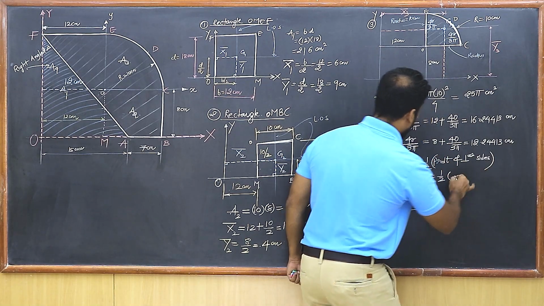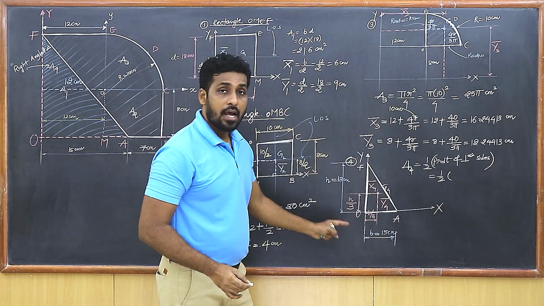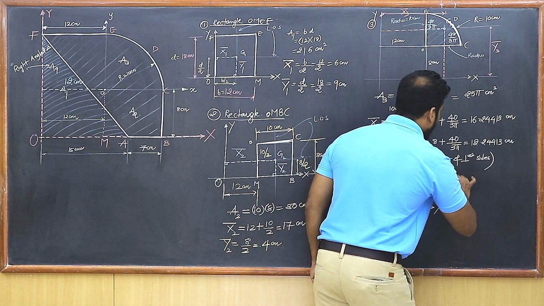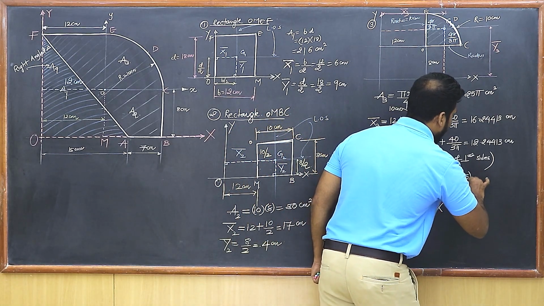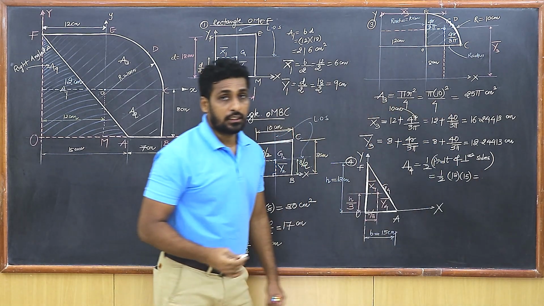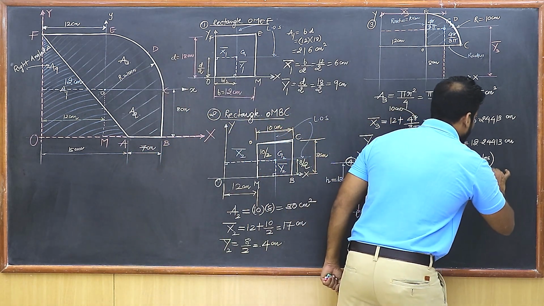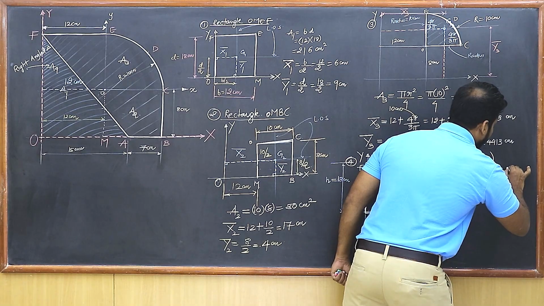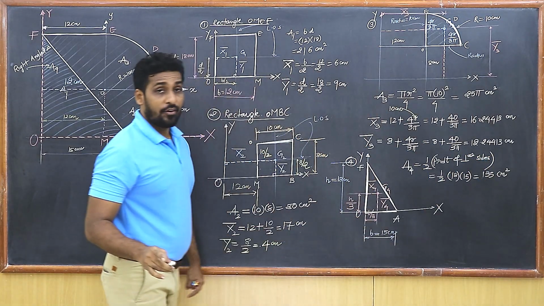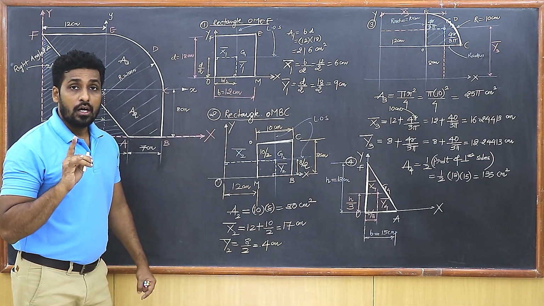That's 1/2 into, what are the perpendicular sides? It's 18 and 15. So 1 upon 2, 18 into 15. So 18 and 2 get cancelled. You get 9, isn't it? And 15 into 9 is going to become 135. So it's 135 centimeter square. That's A4, students. That's the area of the right angle triangle.